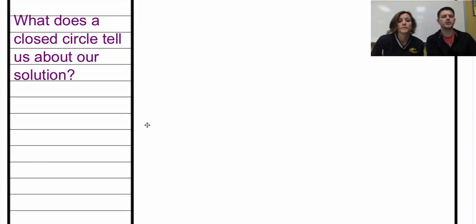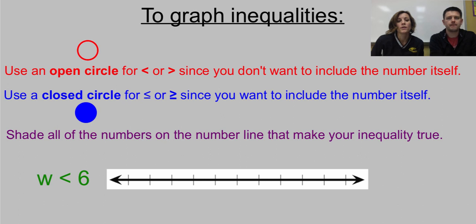So here's our first little question over on the left. What does a closed circle tell us about our solution? Not going to make much sense to us right now, but as soon as we get done with this next section, that part will start to sink in and be explained. So we're going to go ahead and write down all this stuff to graph inequalities.